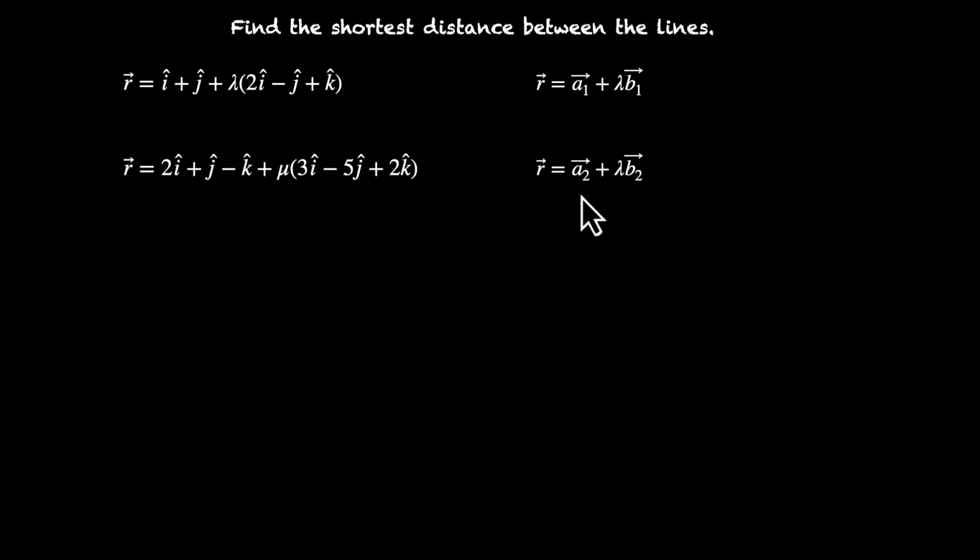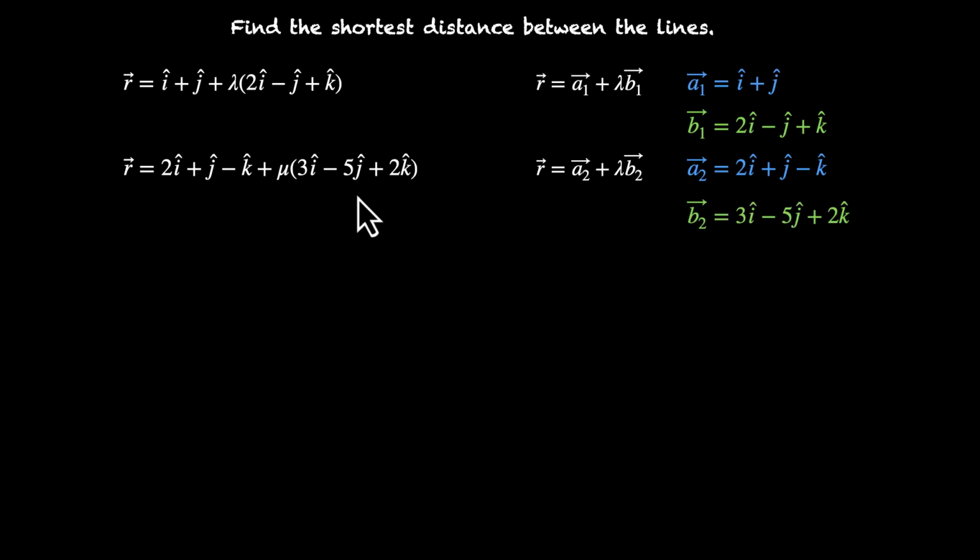Similarly, we have a2 vector plus lambda b2 vector. We can get a2 and b2 from this equation. So let's write them down. a1 vector is i cap plus j cap. a2 vector is 2i cap plus j cap minus k cap. And then we can also write b1 and b2 vectors. b1 vector is 2i cap minus j cap plus k cap. And b2 vector is 3i cap minus 5j cap plus 2k cap. Alright, so we have these four vectors.